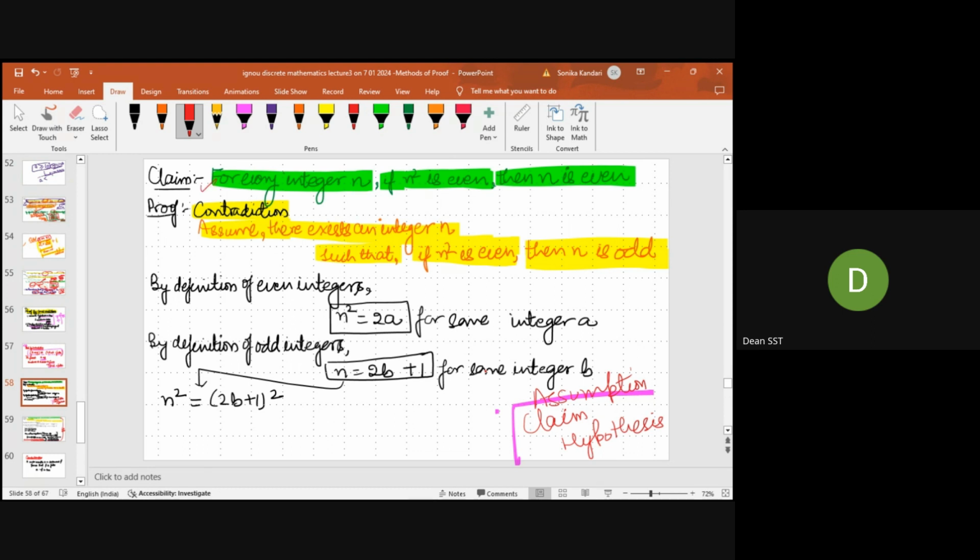Okay. So for every integer n, if n square is even, then n is even. And what is the contradiction? Let us assume that there is an integer n such that n square is even, then n is odd.